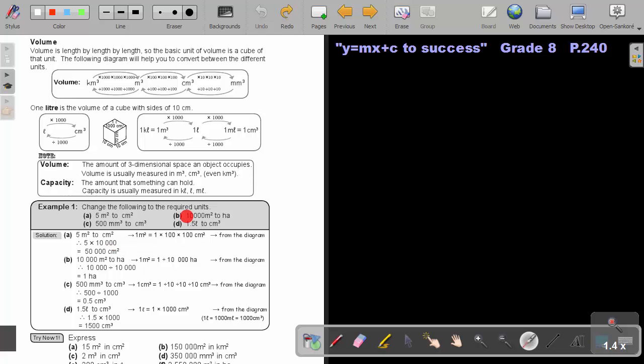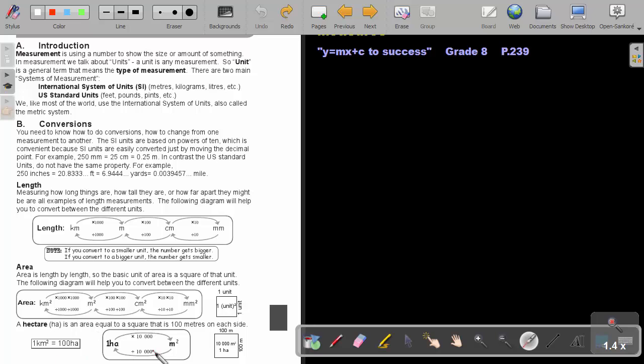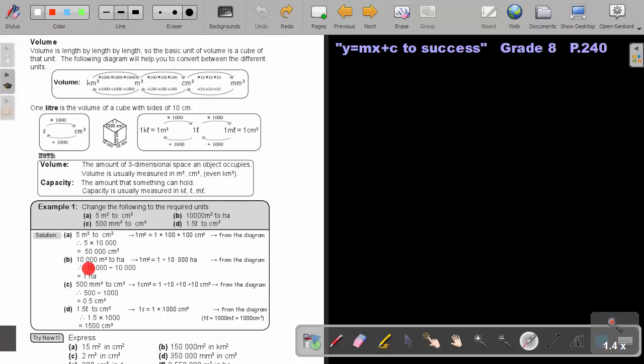And if I want to go from square meters to hectares, let's go back. Square meters to hectares, I'm just going to divide by 10,000. So I'm basically just taking that 10,000 and dividing it by that other 10,000, and I get 1 hectare.